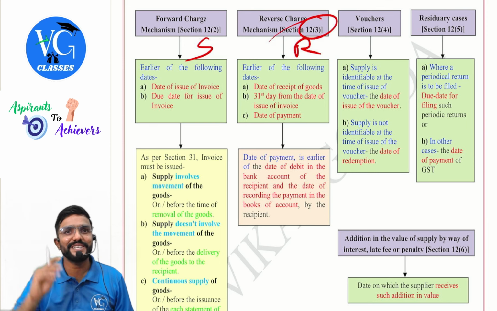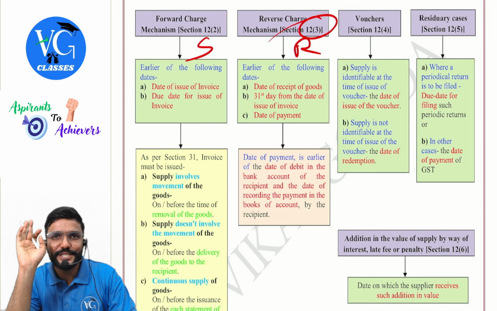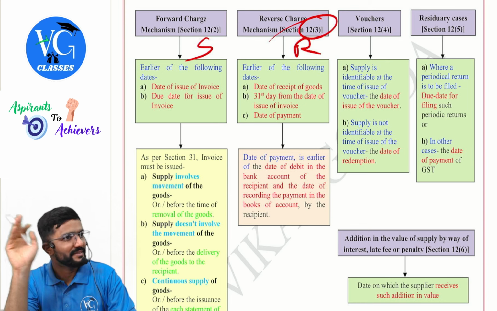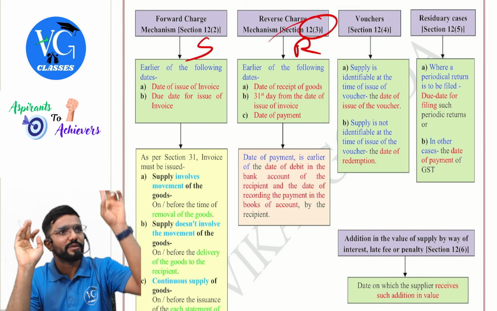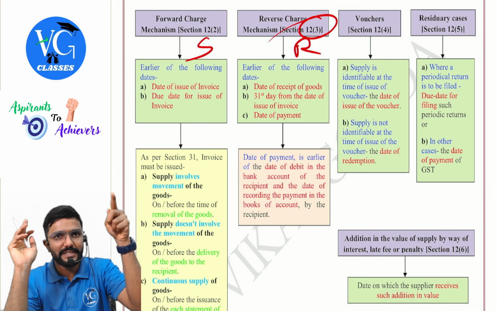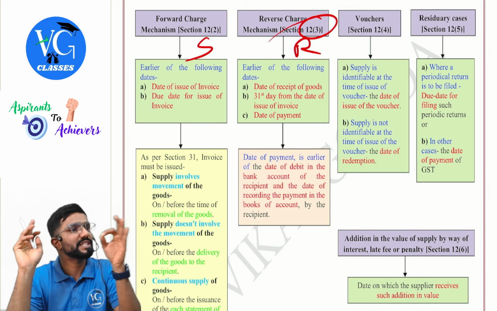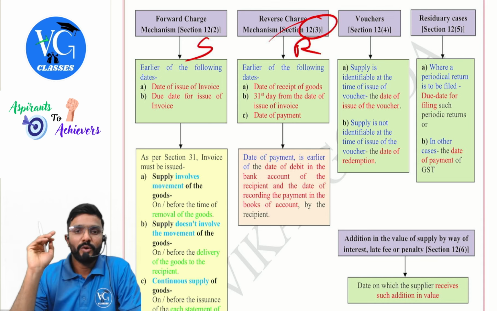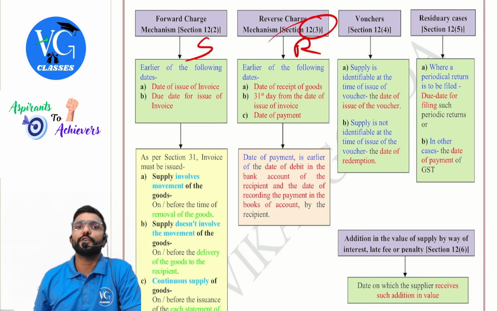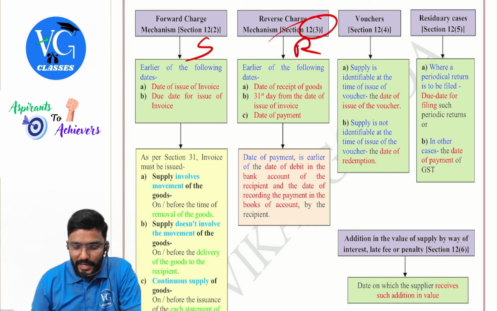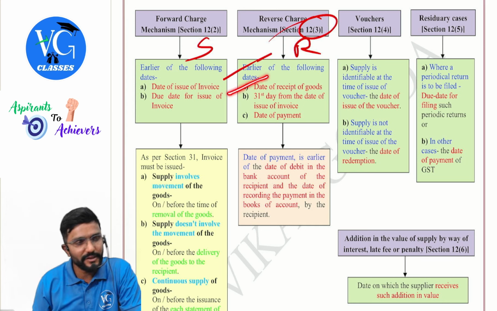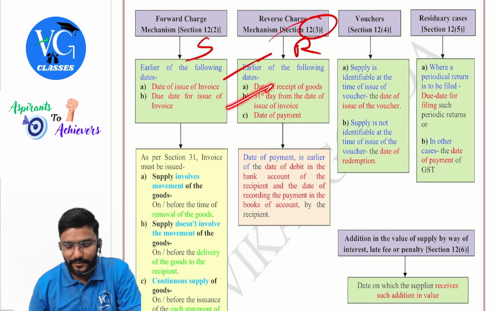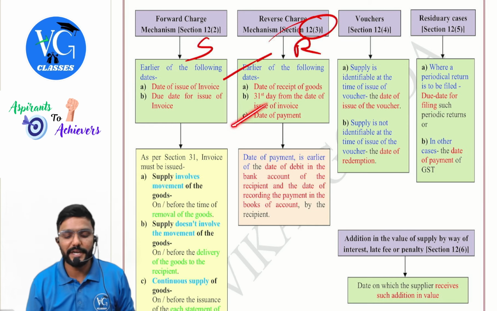So here also subsection 3. Easy to remember, RCM, reverse charge, recipient. So 9(3) or 9(4), 5(3) or 5(4) talks about RCM. So here also it is covered in subsection 3. Okay, here you have to think from whose point of view? Recipient point of view. Earlier of the following dates is the time of supply: date of receipt of goods, or 31st day from the date of issue of invoice, or date of payment.